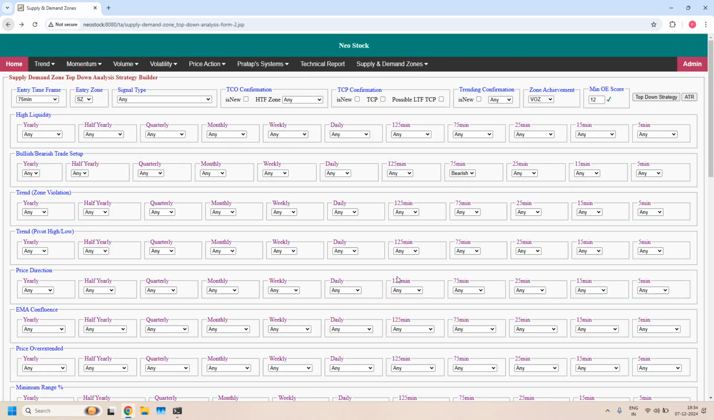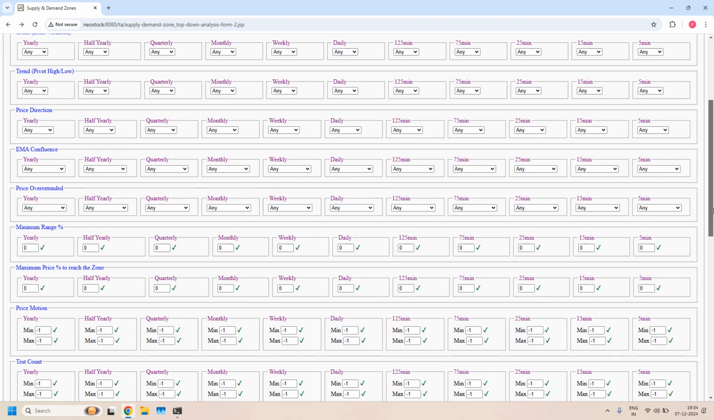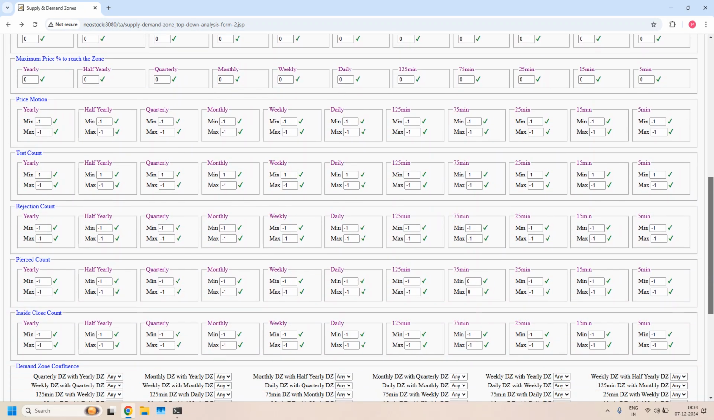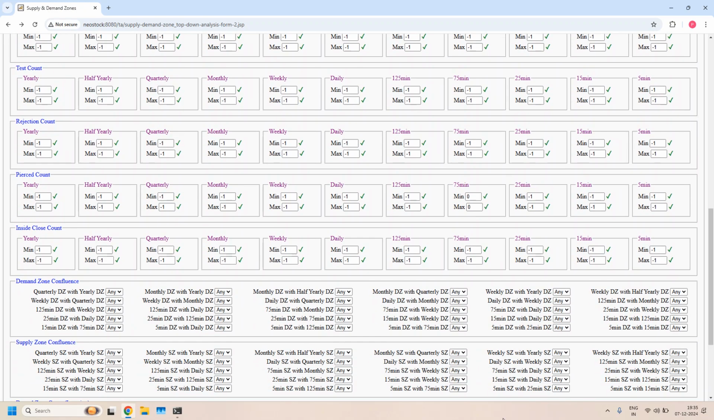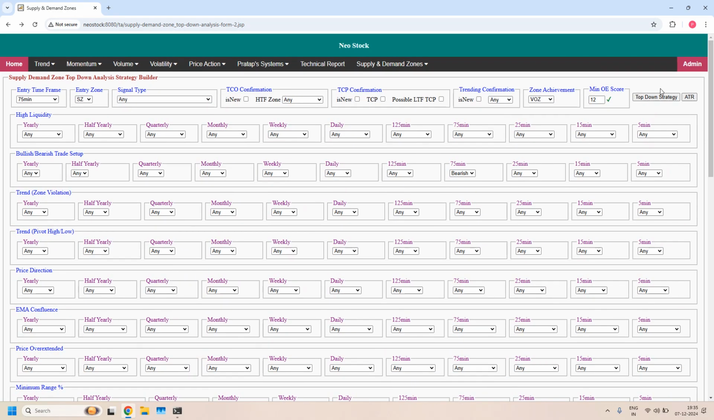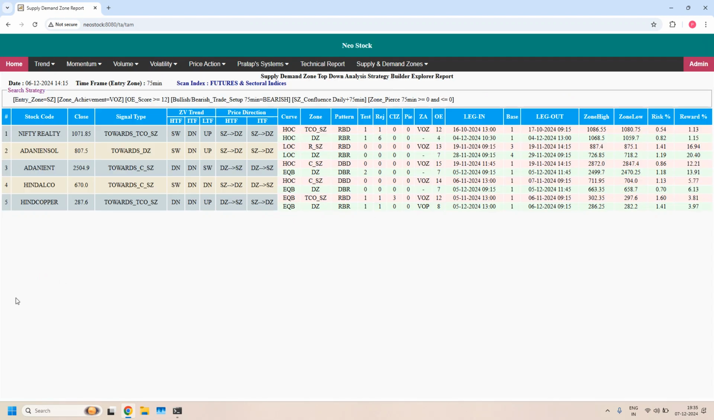So first filter is LTF and ITF supply zone confluence. So in the supply zone confluence, the 75 minute supply zone with daily supply zone confluence filter is enabled. With this filter, out of 7 we got 5 stocks. In these 5 stocks, the 75 minute supply zones are part of the daily supply zone. And for the daily supply zone, the daily trend is a downtrend.